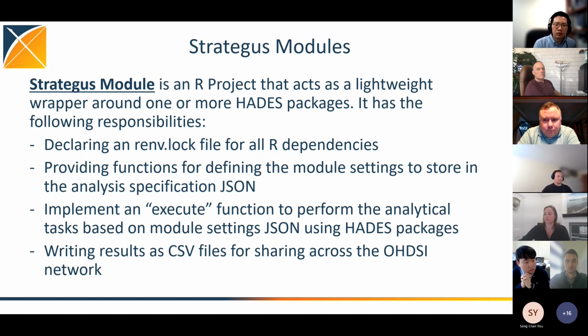And that output is written as CSV files for sharing across the OHDSI network. That's something else we've learned over the course of years of doing some of these network studies, is that we want to have the files written in a way that's transparent so that people can inspect the results before they're transmitted back to the coordinating center.